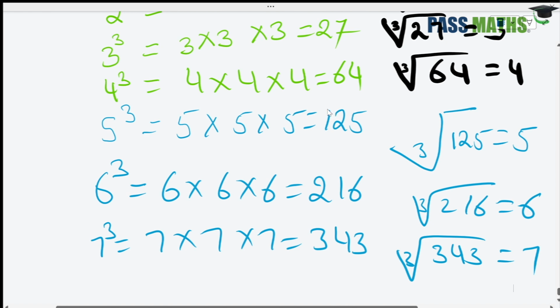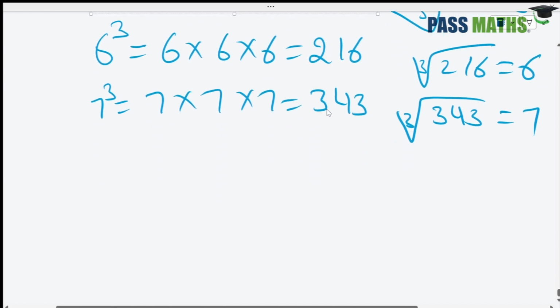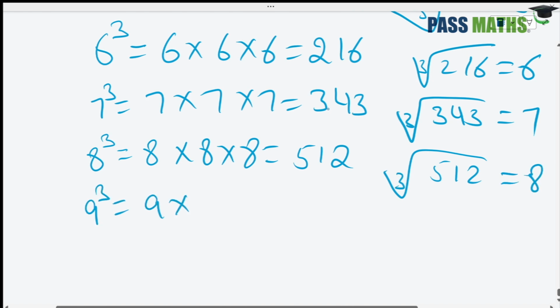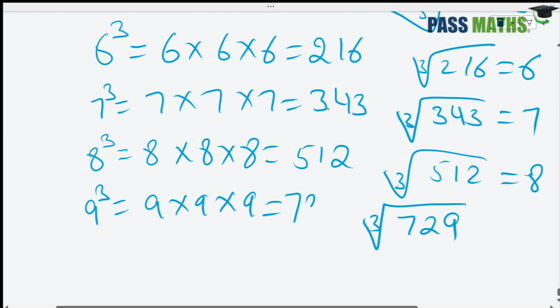Let's do a couple more, then we move on. Then 8 cube, there will be 8 times 8 times 8, which is 512. So 512 cube root is 8. 9 cube, 9 times 9, which is 81, times by 9. So it will be 729, cube root will be 9. Because 9 times 9 is 81. 81 times 9 will be 729.